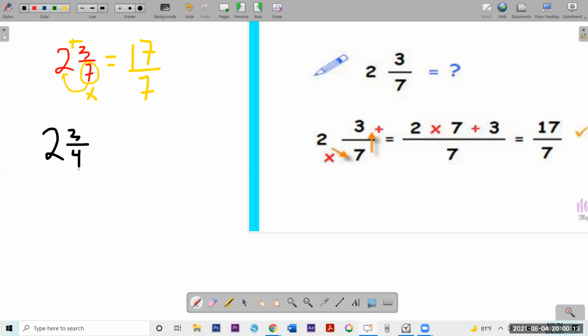Okay, I get 2 answers. 3, 4, excellent job. So do the same thing again. Follow the cycle. 4 times, and we add. So it's going to be 4 times 2 is 8, and 8 plus 3 over 4. So our answer is 11 over 4.